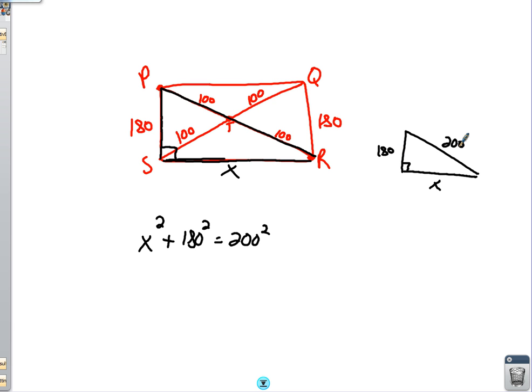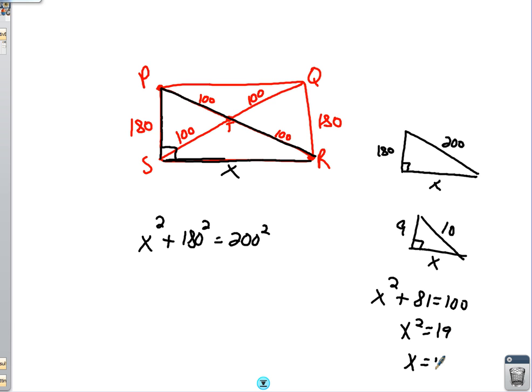Shrink it. What could we shrink it by a factor of? 10 would work. Actually, one bigger. 20 would work. Let's shrink it by a factor of 20. And once we find our answer, we'll blow it up by a factor of 20. That's going to be a whole lot easier. So you have x squared plus 81 equals 100. Subtract the 81, x squared is 19, so x is root 19.